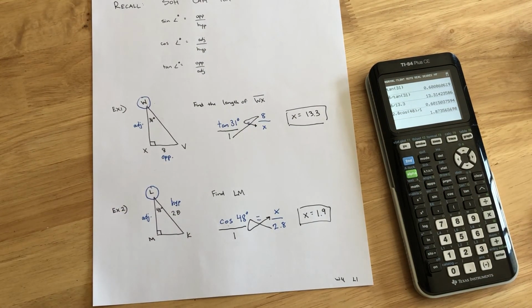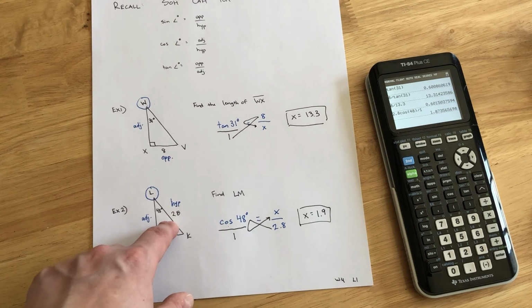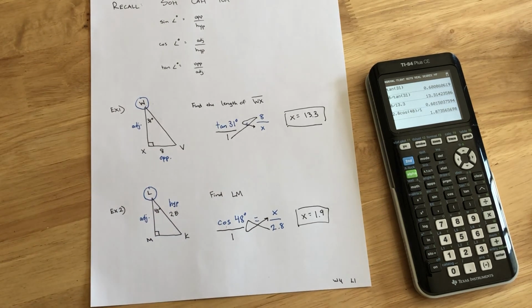And that's how we solve for missing sides. Start by labeling the side that we want to find and the side that we have based on the angle that we have. Identify your trig ratio, write the equation, and then solve the proportion. Head on over to Delta Math and practice these problems. Good luck out there.